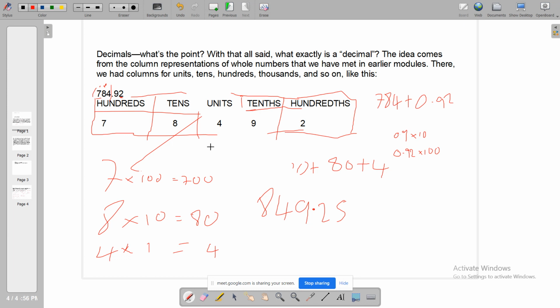What is the position for 8? Okay, it's 100, so H. What is the position for the 4? It's 10. Okay, so T. What is the position for the 9? 1, so it's units, right? Yes. Okay.